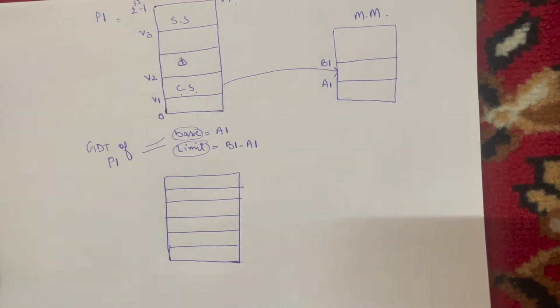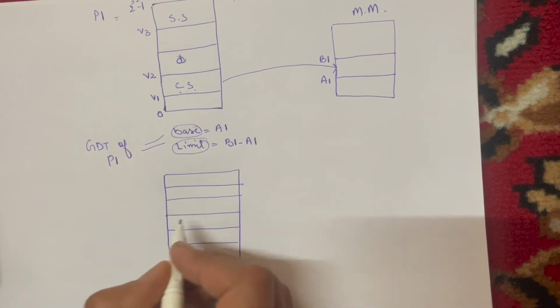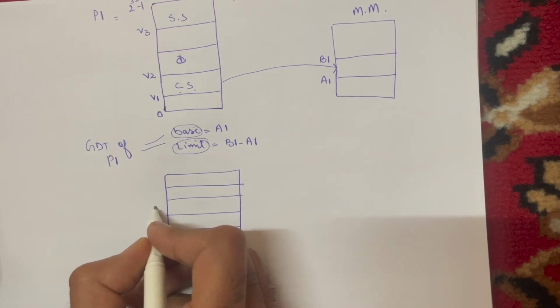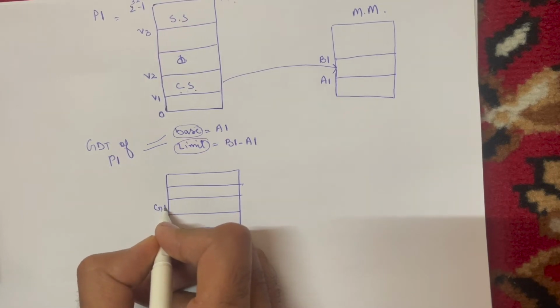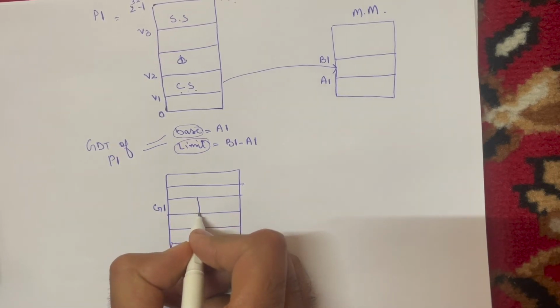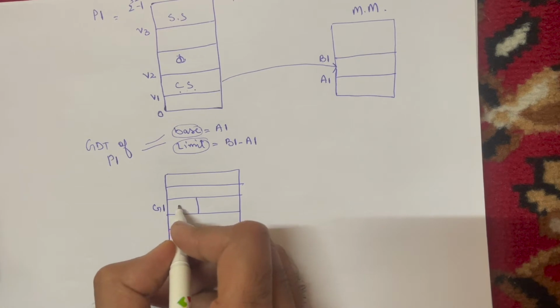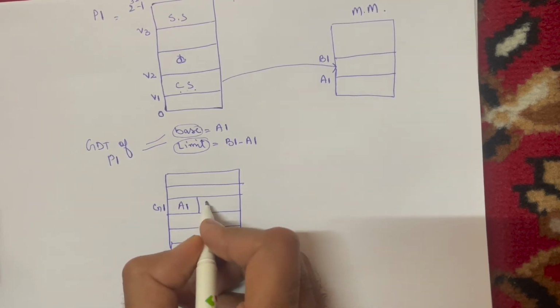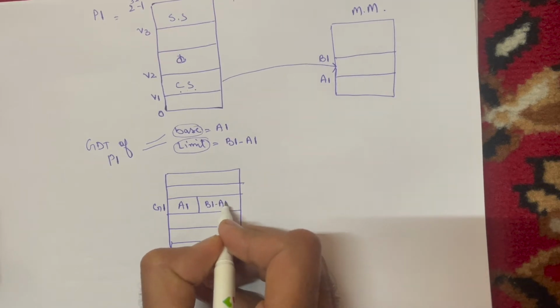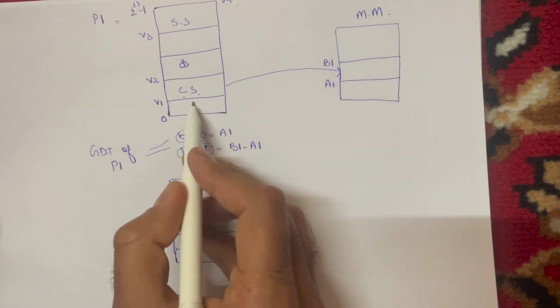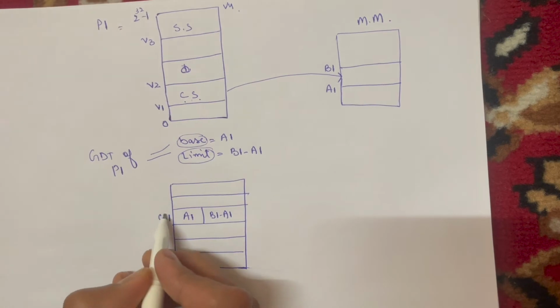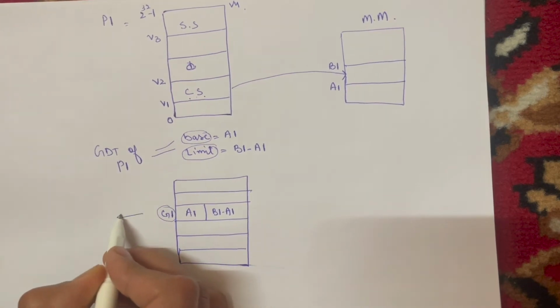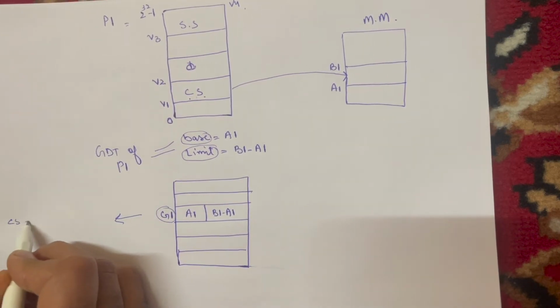Let's suppose this is address G1, and I find this entry is free. So I will place A1, which is the base, and B1 minus A1, which is the limit of the code segment, here, and I will store this address into the code segment register.